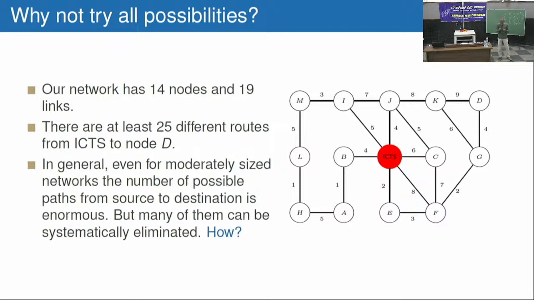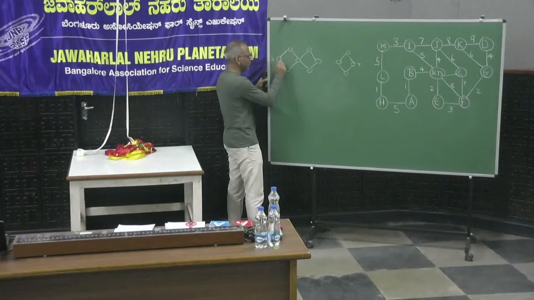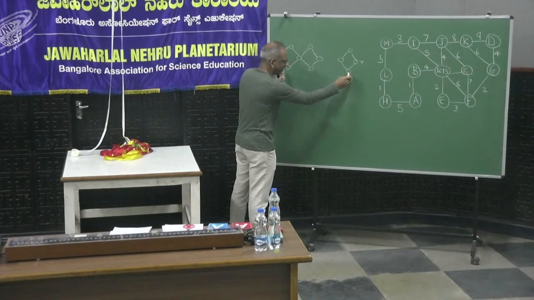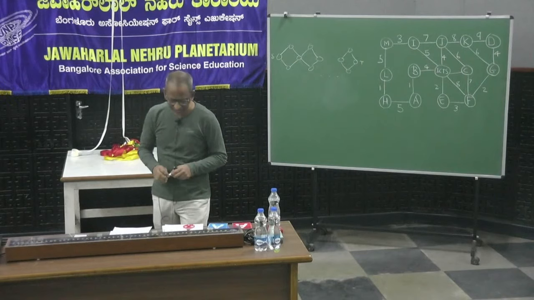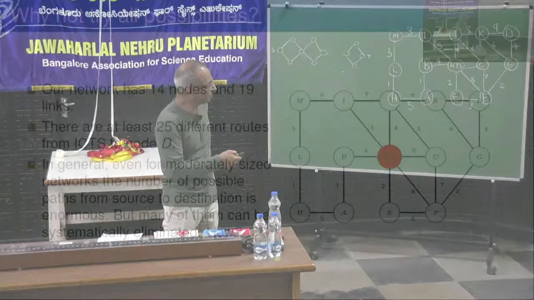Even for small networks, the number of paths from a source to a destination, so suppose this is your source and this is your destination. And you could take this path, you could take the other path. So if there are n such stages, the number of paths will grow exponentially in n. Okay. So just saying that I'll try all paths is definitely not the right strategy, even if you have a computer. Okay. So what should we do?